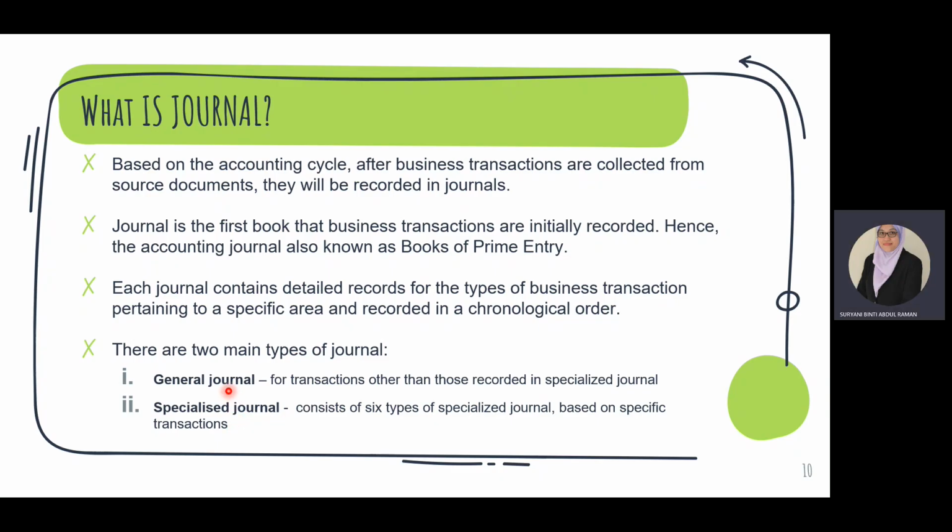Okay, so we have to first identify the type of the transaction. If the transaction can be recorded in any of these 6 types of specialized journal, therefore the transaction cannot be recorded in the general journal. On the other hand, if the transaction is found not to be recordable in the specialized journal, then it will be recorded in the general journal.